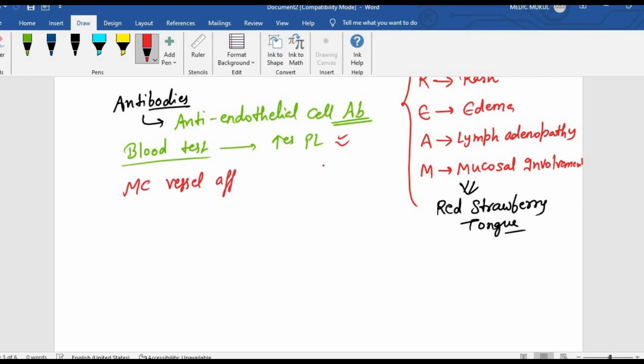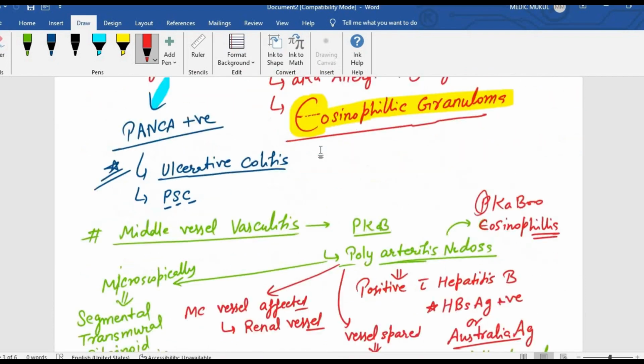The most common vessels affected. In the medium vessels, I just told you it is either the coronary artery, or it can be the mesenteric artery or the renal artery. Renal artery, we just talked that it is seen in case of polyarteritis nodosa. So there are two remaining, coronary as well as mesenteric. These three I just took the name, if anyone remembers.